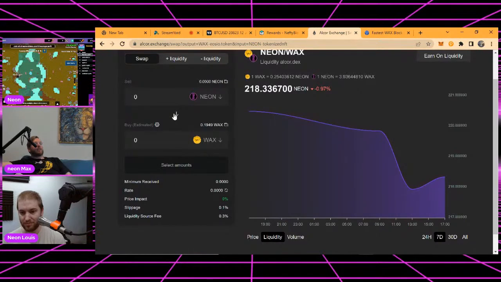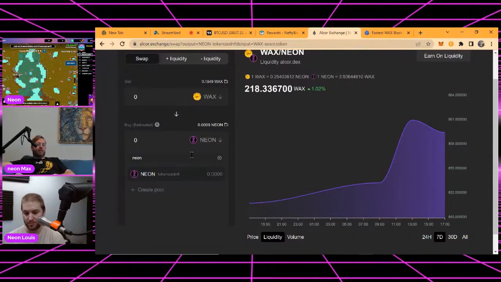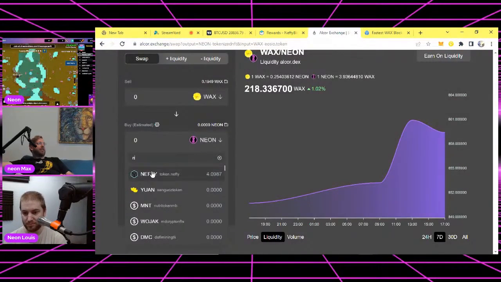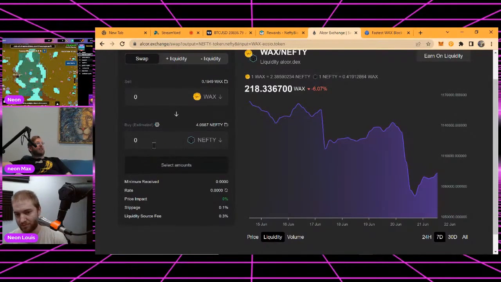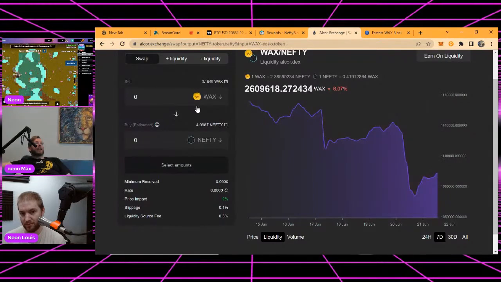So that's why you can see one side is green and one side is red. This is normal function of a swap. And then if we see here on Nefty, the Wax leaving the pool a little bit in the last 7 days, and then also the Nefty leaving the pool a little bit means there's a bit of an exodus. But again, we're looking at 0.5% and like 6%.